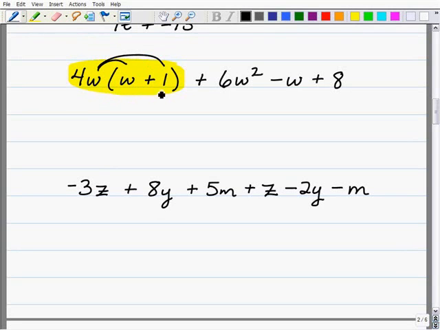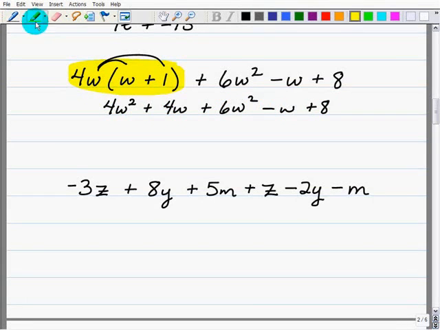Now that's another way to rewrite this expression. So this is going to be 4w times w, 4w squared. Don't get that? Go back and take a look at the distributive property video. Now we have 4w times 1, so it's going to be plus 4w. And we have plus 6w. We're just going to write the remainder of the expression.